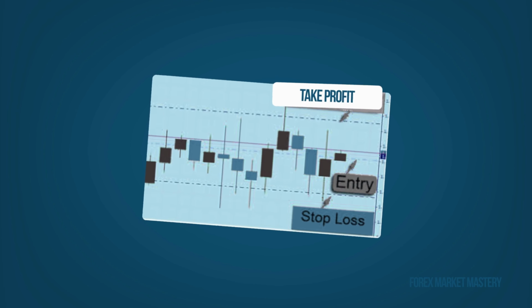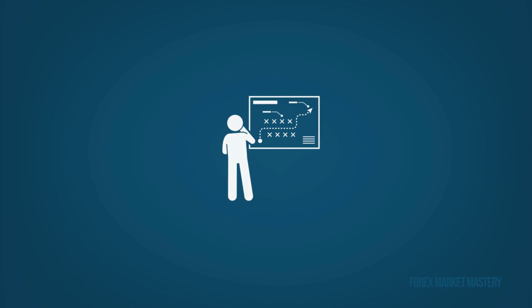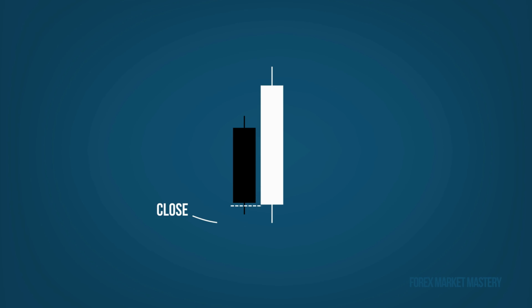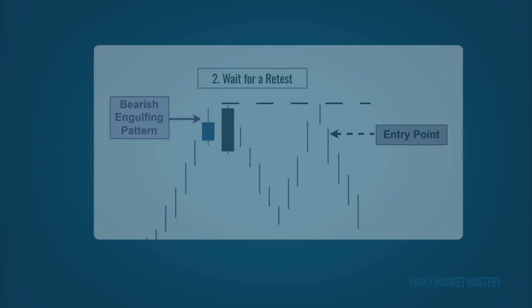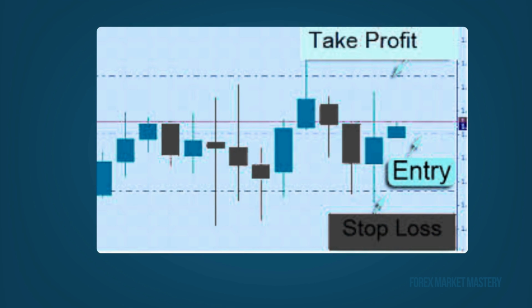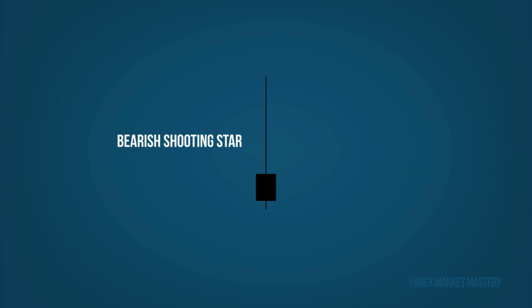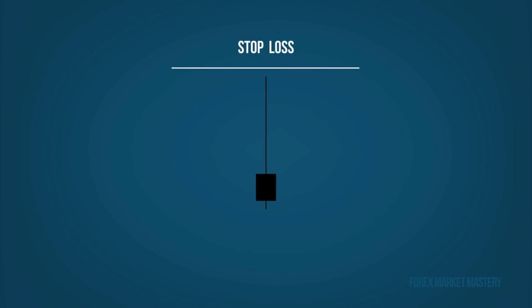Now, entries and risk management. Here's my approach. For reversal patterns like hammers or engulfing candles, I enter on the close of the pattern candle or on a retest. My stop loss goes just beyond the wick. For a bullish hammer, stop goes below the low. For a bearish shooting star, stop goes above the high.